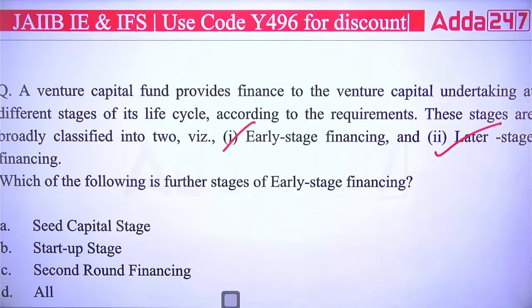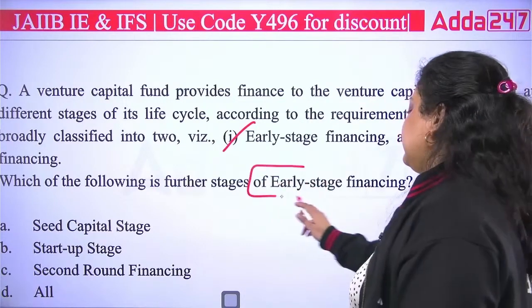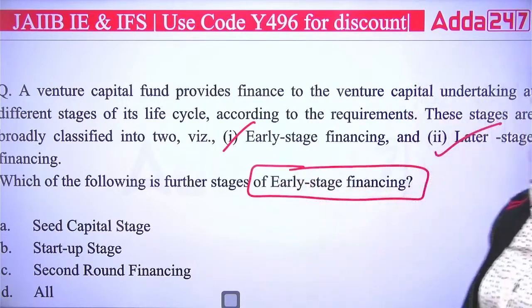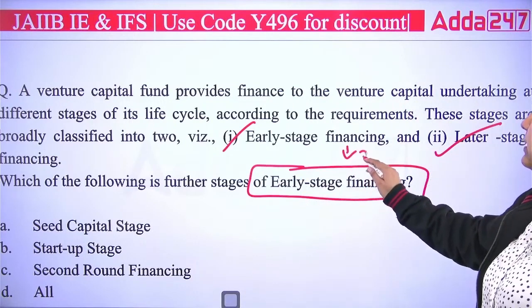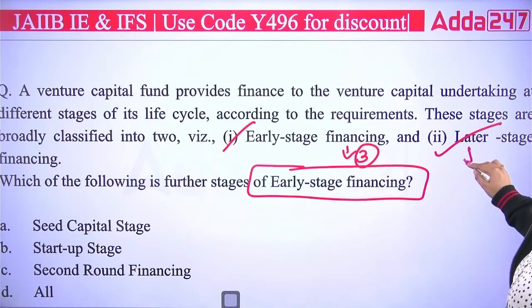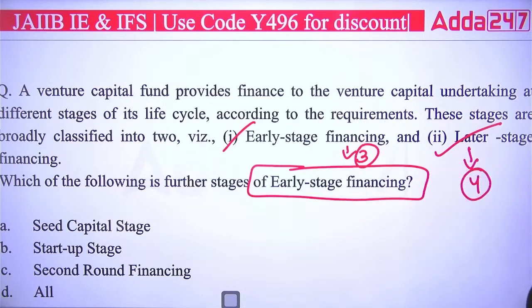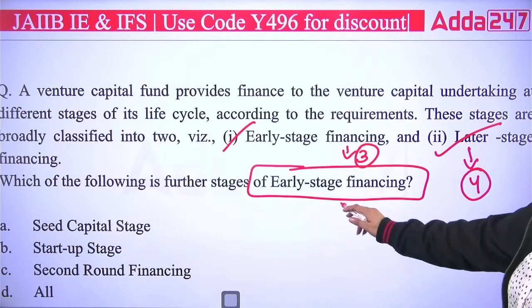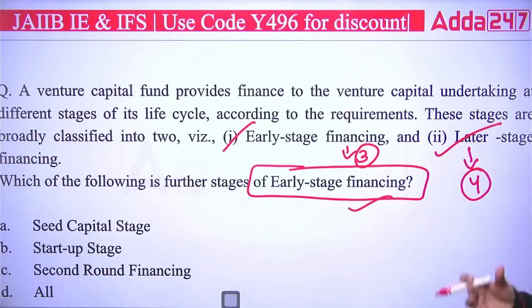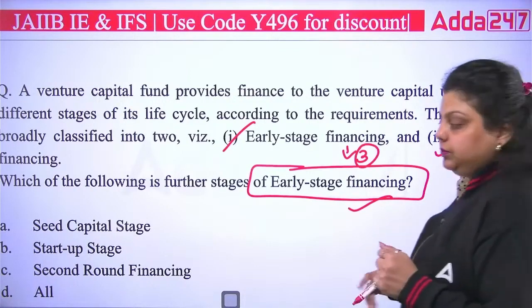So you can see a venture capital fund provides finance to a venture capital undertaking at different stages of its life cycle according to the requirement of the business. So these stages are broadly classified into early stage financing and later stage financing. And the question is actually which of the following is a further stage of early stage financing. So early stage financing has 3 sub stages and later stage financing has 4 sub stages. Here you have to answer in early stage financing what are the 3 sub stages.